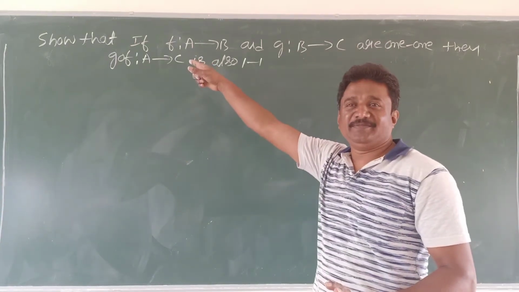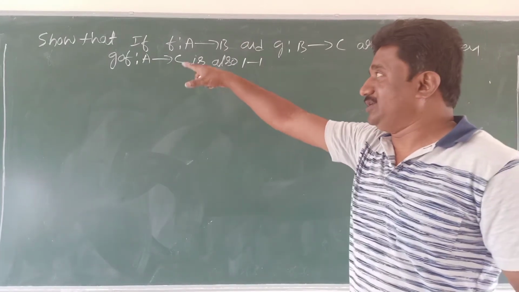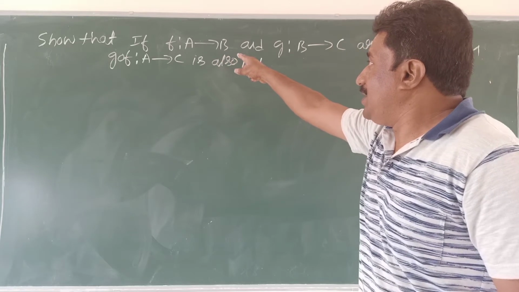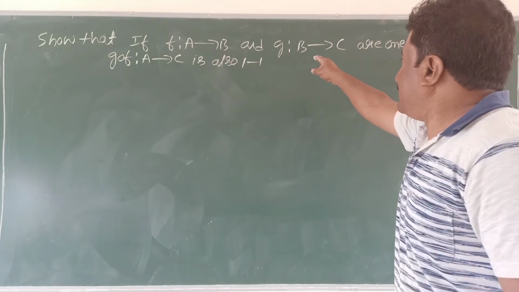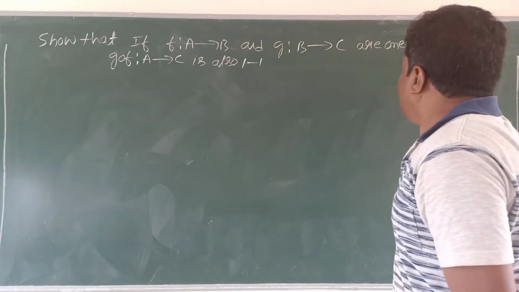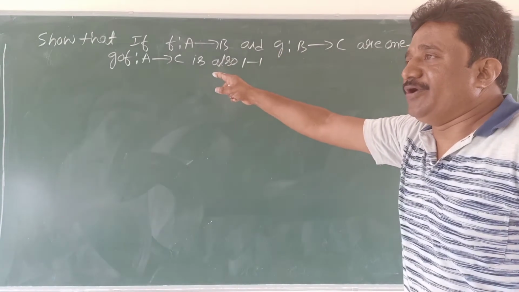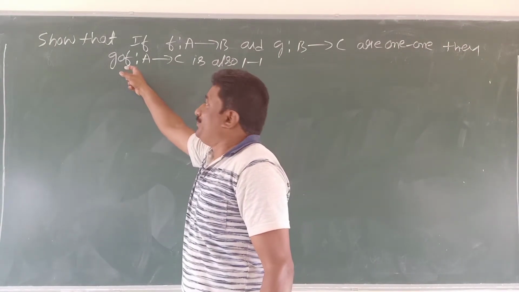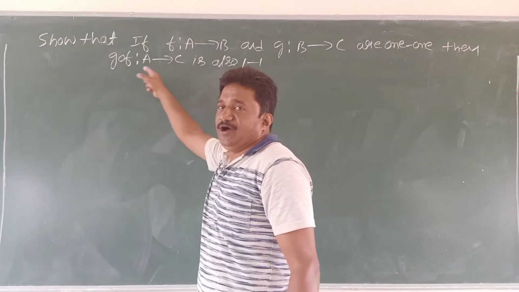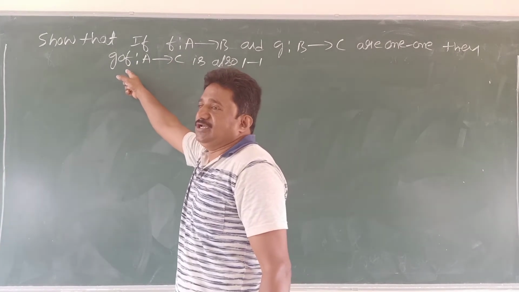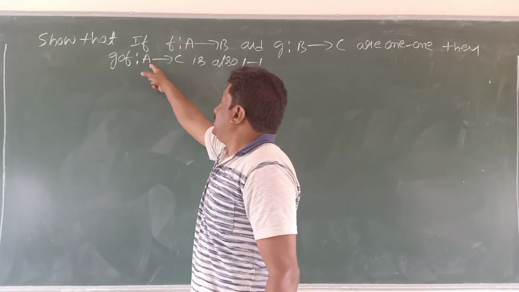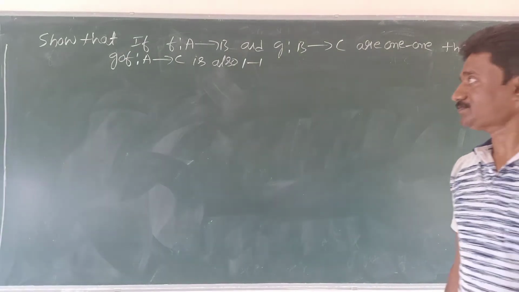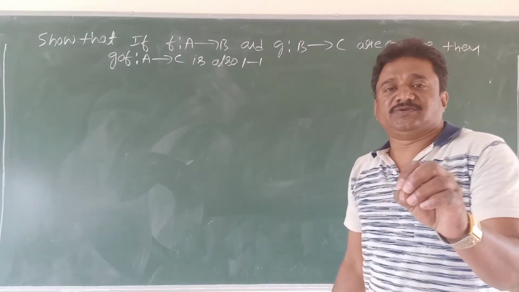You see that question? I have written a question on the board. Show that if f from A to B and g from B to C are 1-1, then g∘f, the composite function from A to C, is also 1-1. So simple, students. So how to solve this question?